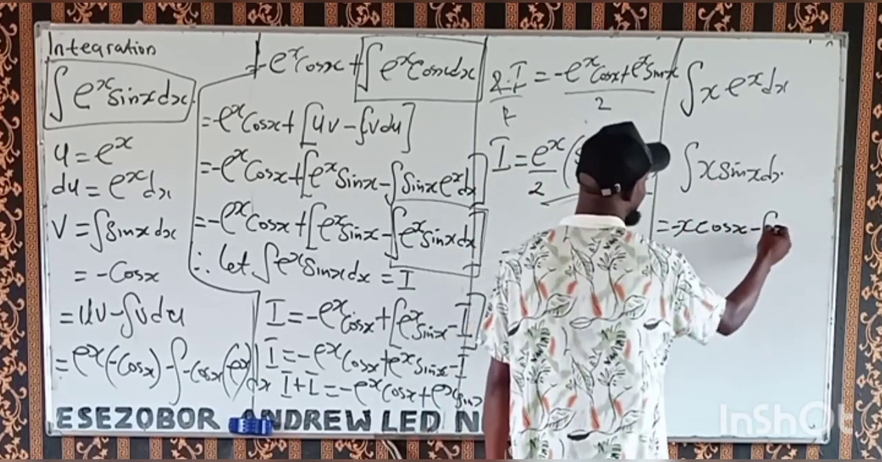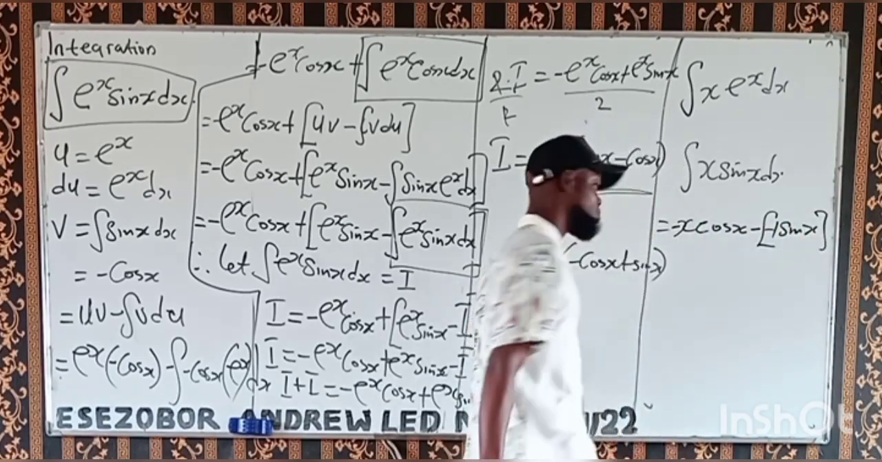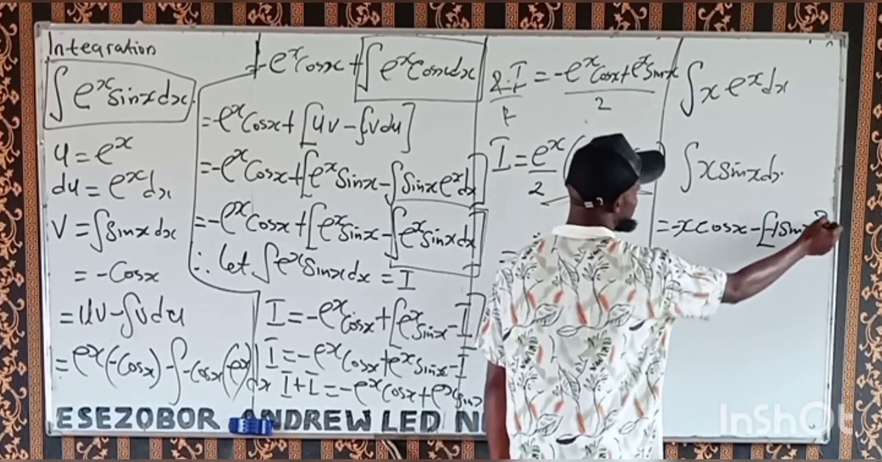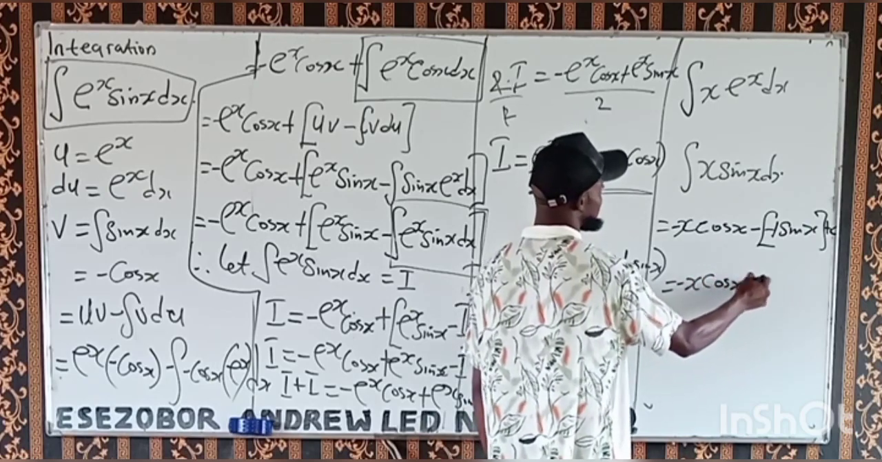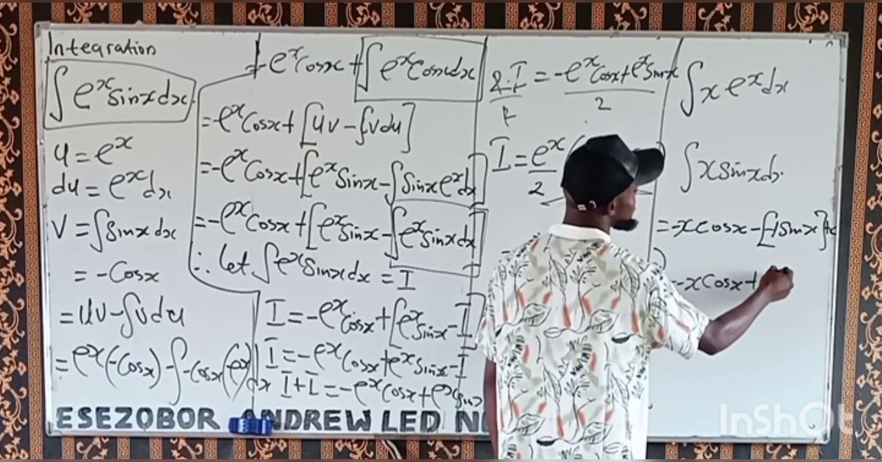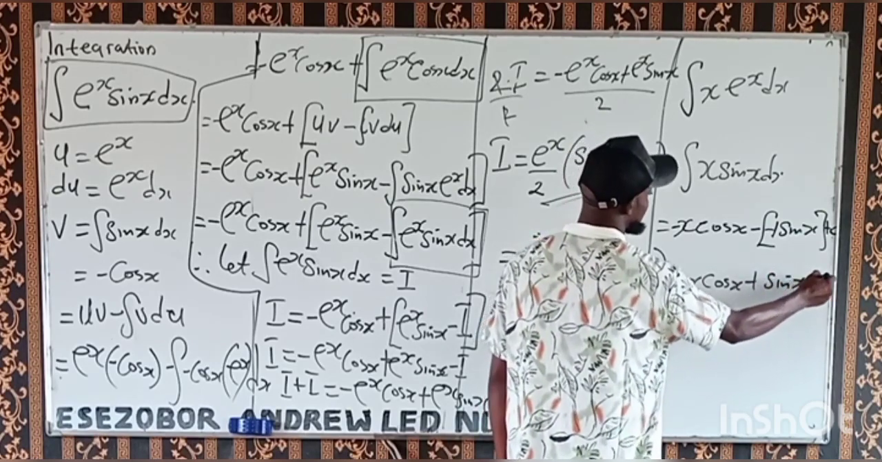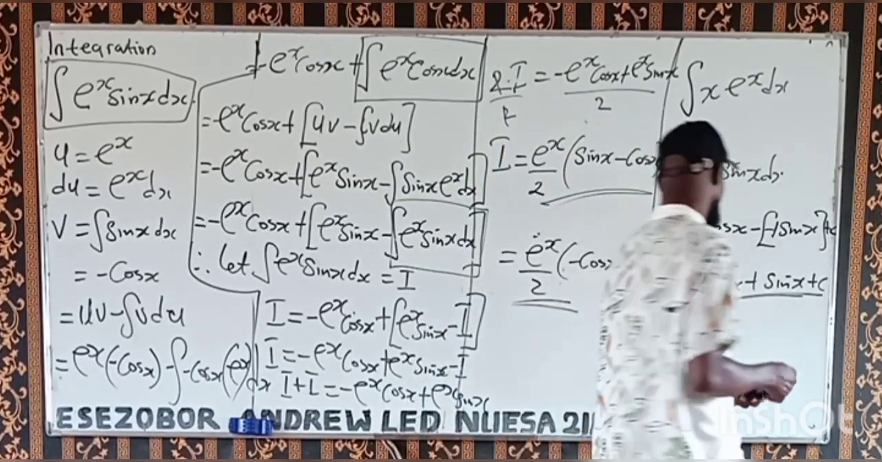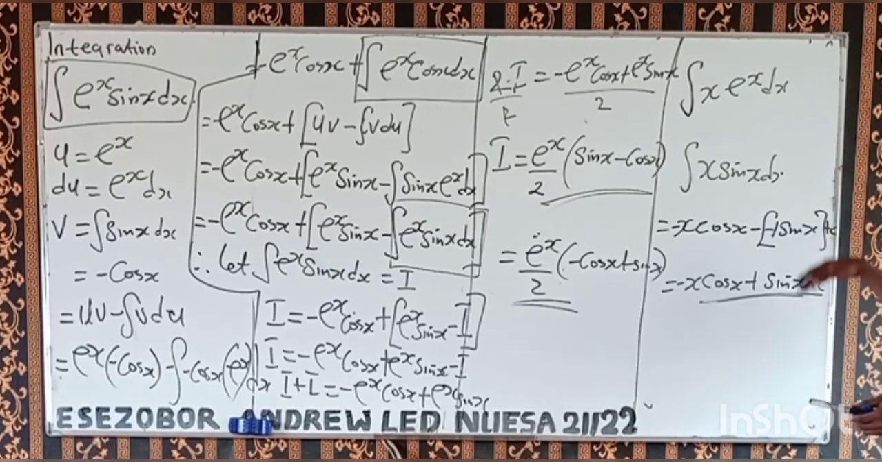Differentiate this one, you have minus 1. Integrate this one, you have sin x. So the next thing, differentiating again, that will be plus c. That will give us minus x plus sin x plus c. That becomes the answer. Just stop there. That becomes the final answer. So please take note of this shortcut.